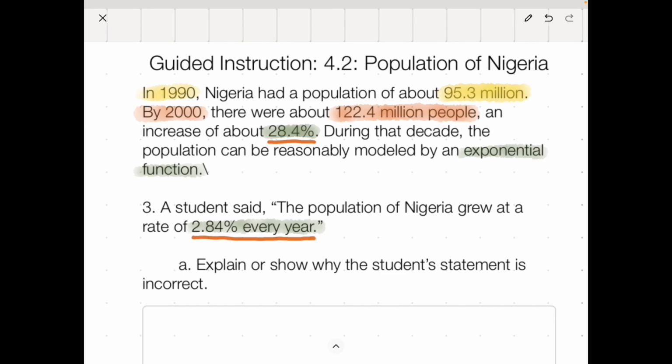Okay, so that's something we should start thinking about. Is a 10-year growth of 28.4% the same thing as growing 2.84% every single year? They say explain or show why the student statement is incorrect. That was a huge piece of information for us. Now we know that this statement is not true. So we're going to have to think a little deeper in order to figure out what's the deal with this yearly growth rate.